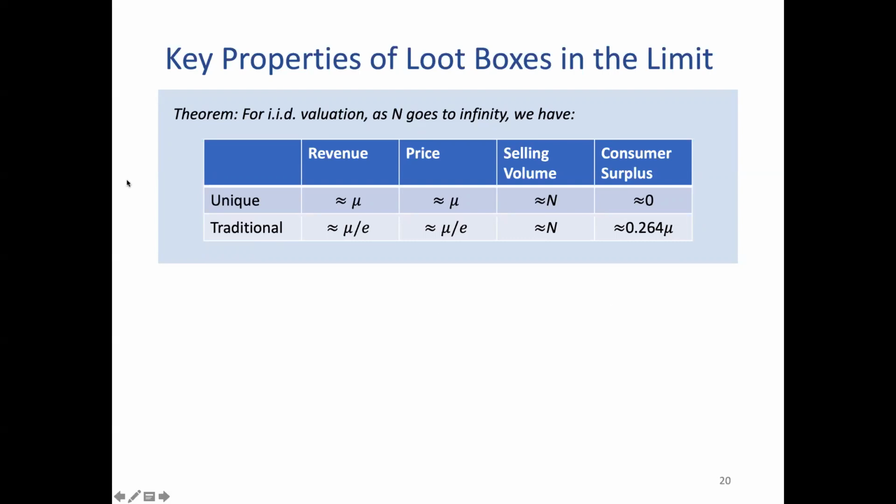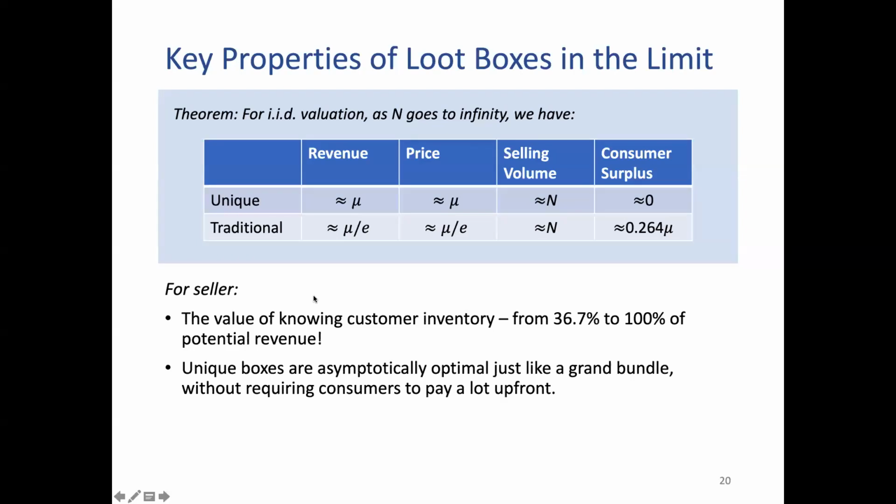So this theorem actually provides insights to both the seller and the customers. For the seller, we show that the value of knowing and monitoring customer inventory is huge. Literally, we can improve the revenue from 37% to 100%. And also, we show that unit boxes are asymptotically optimal, just like a grand bundle. But now we don't require the customer to pay a lot upfront.